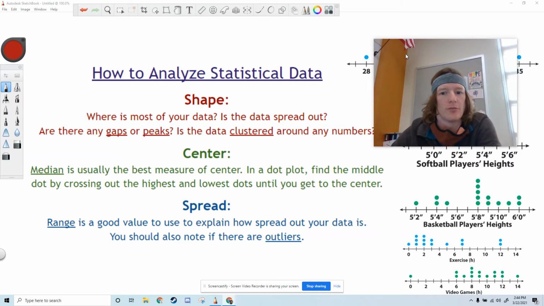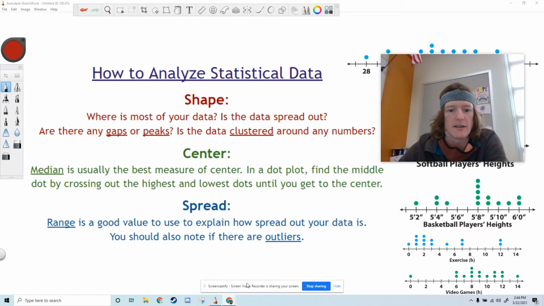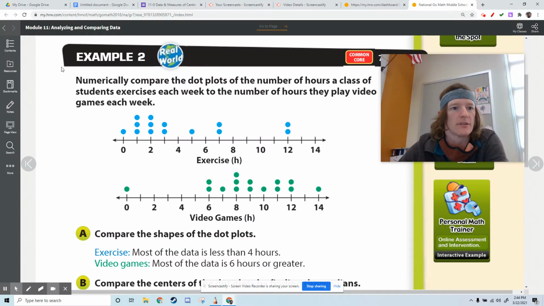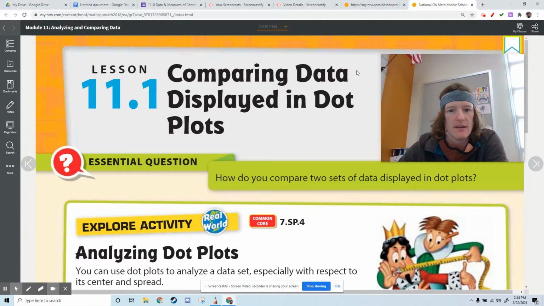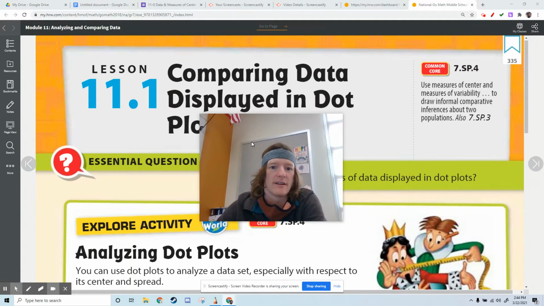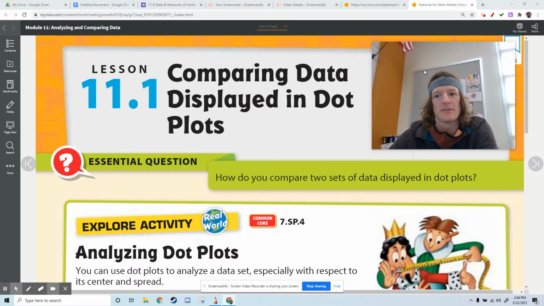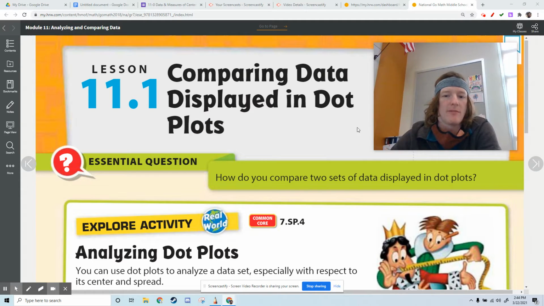All right, this will be a video for 7th grade. We're going to go over section 11.1. What that's going to look like is this one, where we're going to compare data displayed in dot plots. So you will need your math book for this section. We're going to do several pages from your math book.